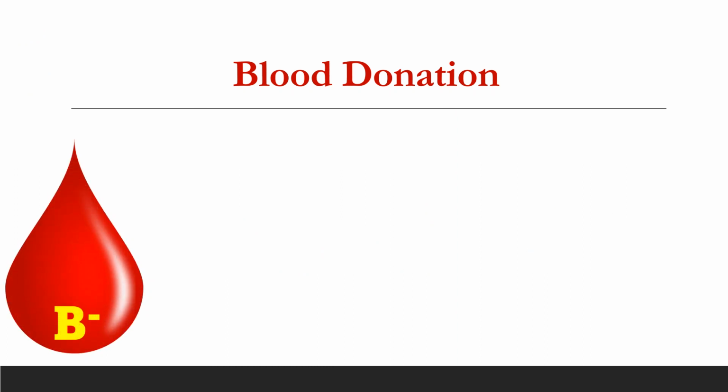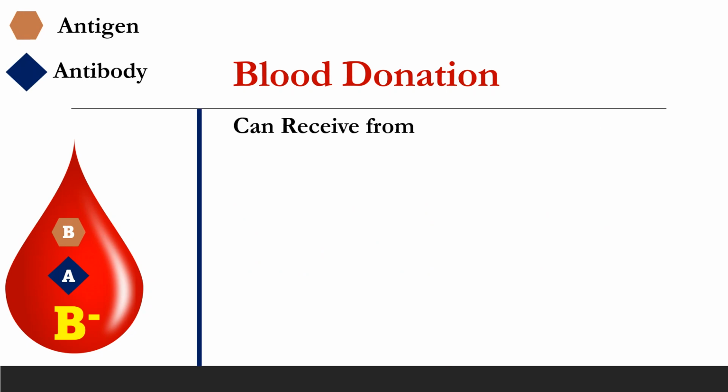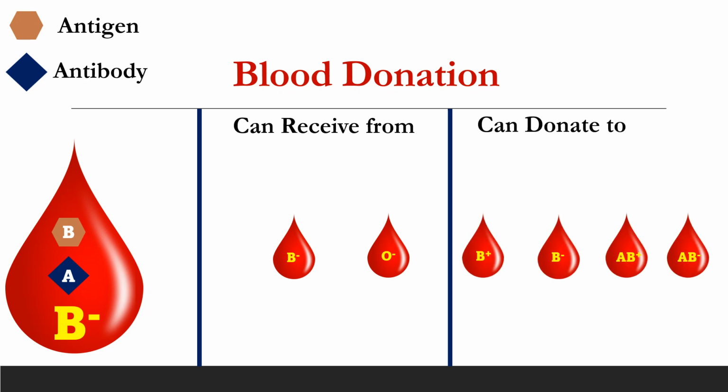When we are saying the blood group B minus, because it is minus, no RH factor will be there. So in this case, antigen B and antibody A is there. They can receive blood from B or O minus blood group because it is minus, and they can donate blood to B and AB in both the categories, either plus or minus. So B plus, B minus, AB plus, AB minus can receive blood from a B minus person.